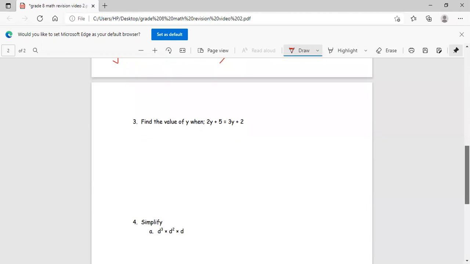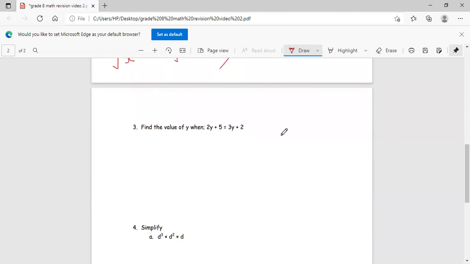Now, question number 3. Find the value of y when 2y plus 5 is equal to 3y plus 2. We are looking for y. This is a linear equation. You can say y is the only thing we are looking for here. So 2y plus 5 is the same as 3y plus 2.